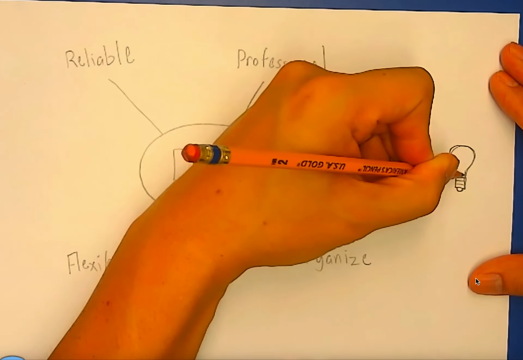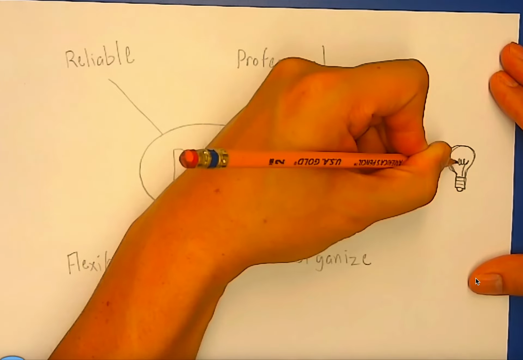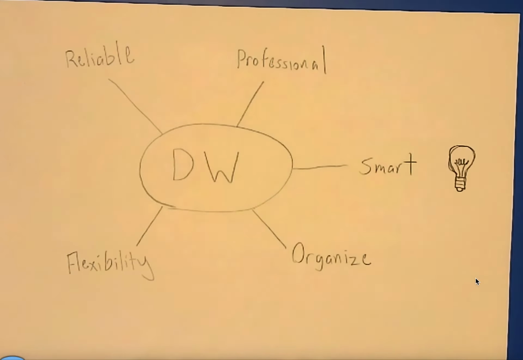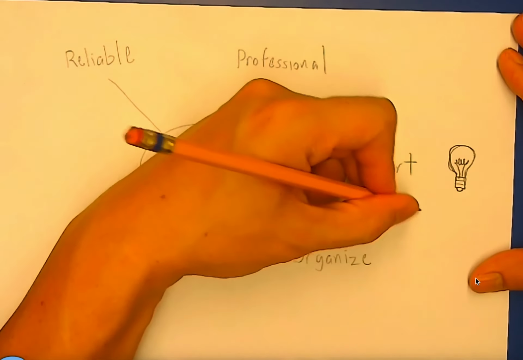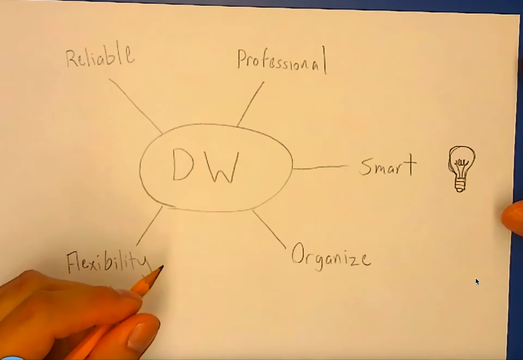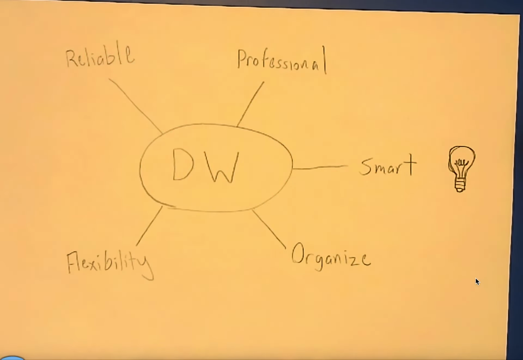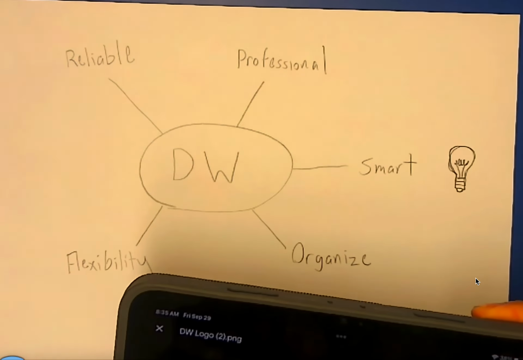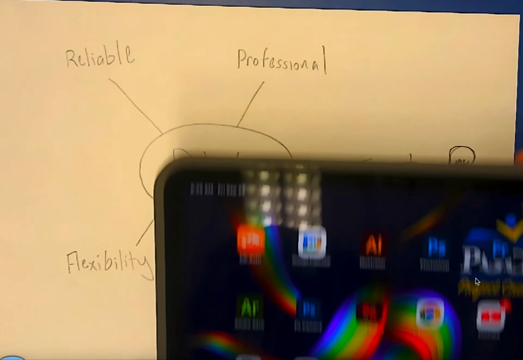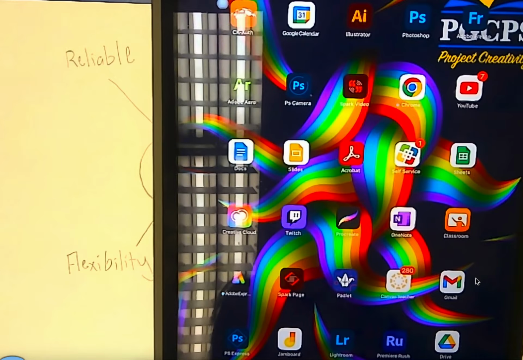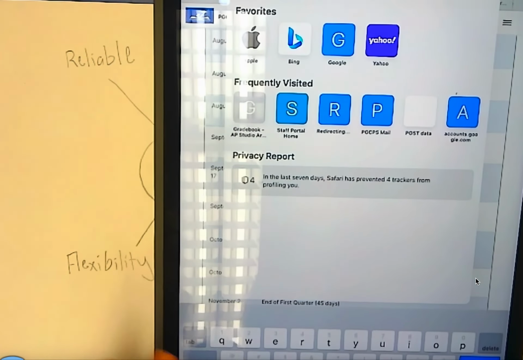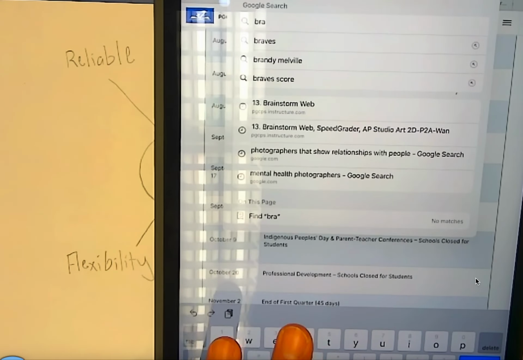So you can draw a light bulb here for smart. Maybe you can draw like a brain. Brain's a little tricky to draw, so if you need help with your drawings, I'm fine if you want to go on your computers. I could just Google search brain to help me with my drawing.